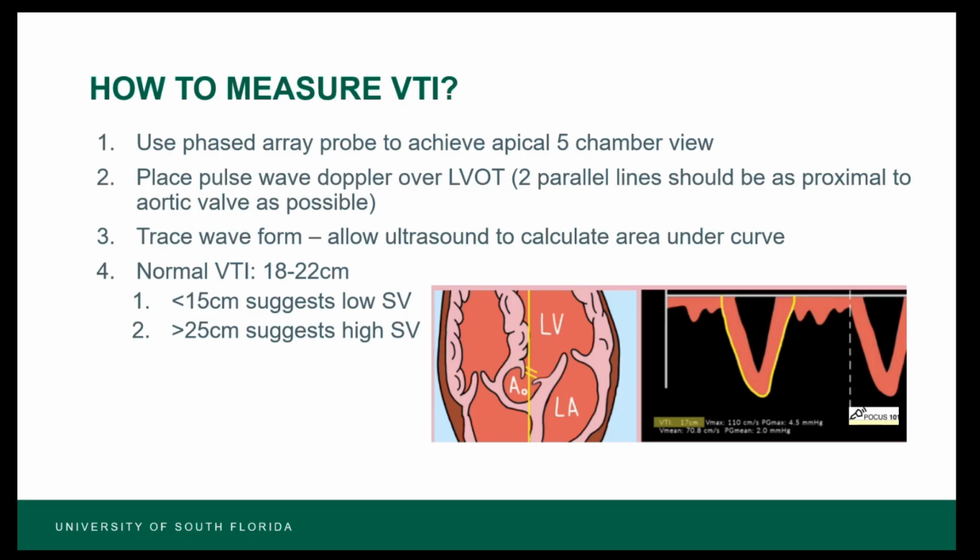The way that you measure your VTI is that you first want to use a phased array probe in the cardiac orientation to get an apical 5-chamber view. It's important that you have the LVOT in view, since that's where we're going to be making our measurement. Then you're going to use the pulse wave Doppler function on your ultrasound to take your measurements. You're going to place your marker, as can be seen on the image. You're going to place your marker slightly proximal to your aortic valve, and you want to try and get it perpendicular to the area of flow. You're going to have that flow from your left ventricle to your aorta, and you want to make sure that those lines are perpendicular to that so that you're getting an accurate measurement.